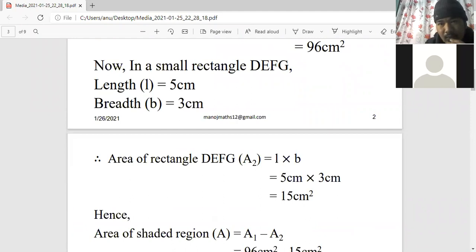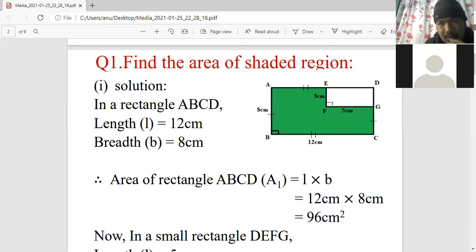Look there, and first one. In the first one, this bigger figure is a rectangle, A B C D, and the smaller figure, which is not shaded, is D E F G. The question is asking us to find the area of this shaded region.